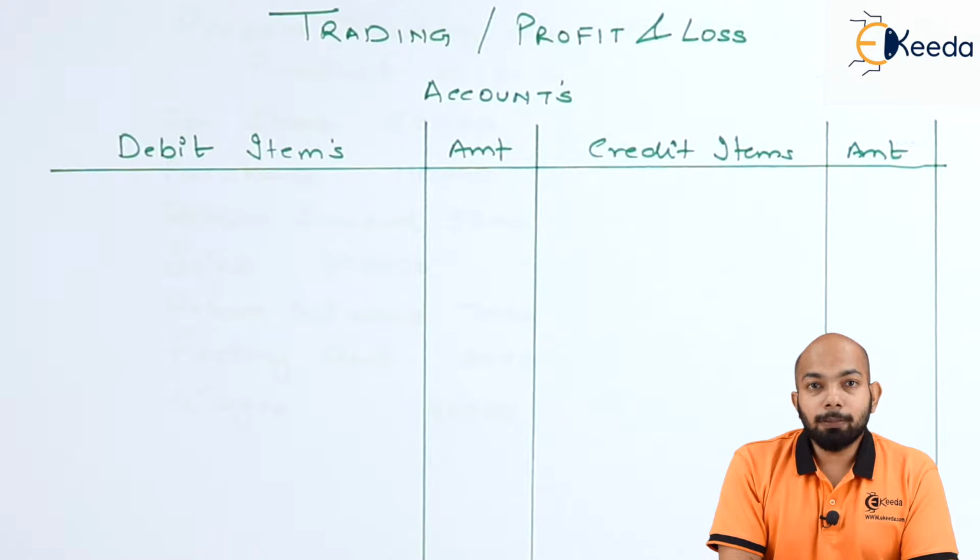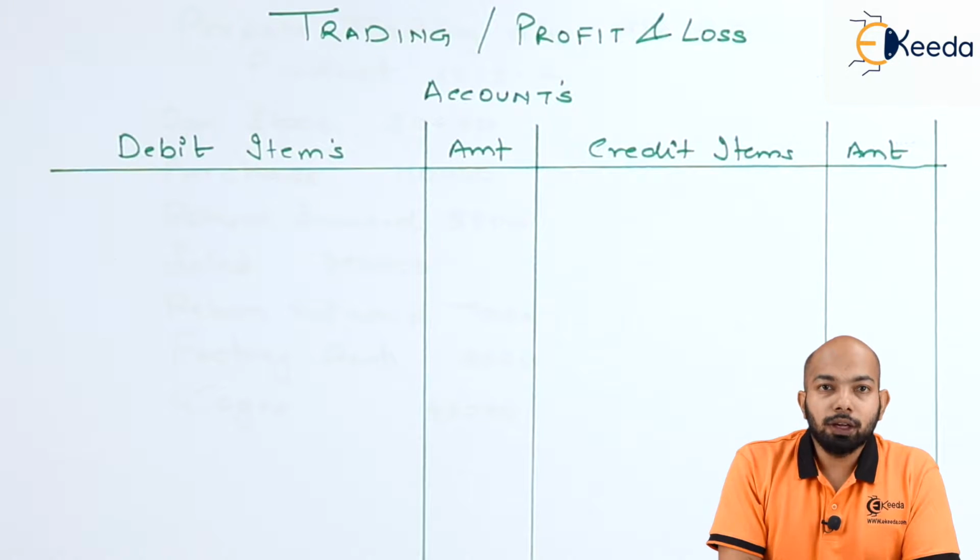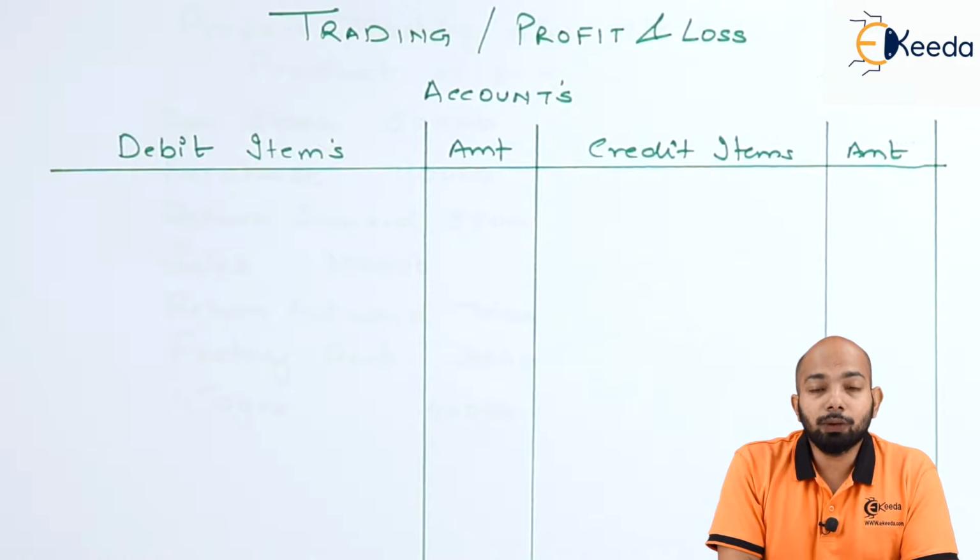So when we speak about preparation of final accounts, we ideally speak about preparation of three statements. First being trading account, second being profit and loss account, third being the balance sheet. Now that we have already learned how a trading account is prepared, how gross profit or gross loss is found out, these things will lead to further preparation of profit and loss account.